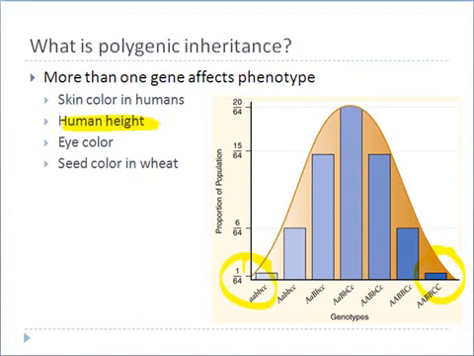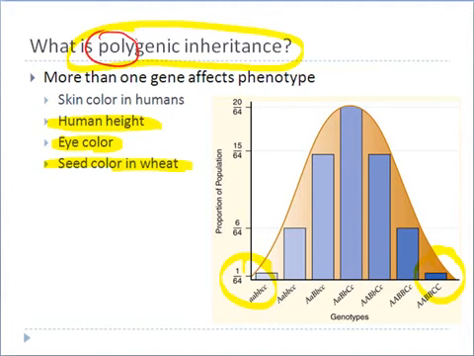Human height is similarly affected by multiple genes, as is eye color. We think there's at least 5 and possibly more genes involved in determining the color of your eye. The color of the seeds in wheat, the plant wheat, also involves a polygenic inheritance scheme. Polygenic inheritance means more than one gene influences the trait. You remember again, poly means many. Genic relates to genes, so this is many genes influence the trait.